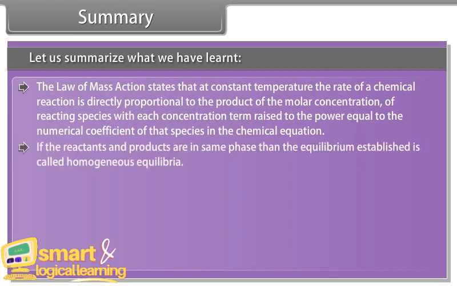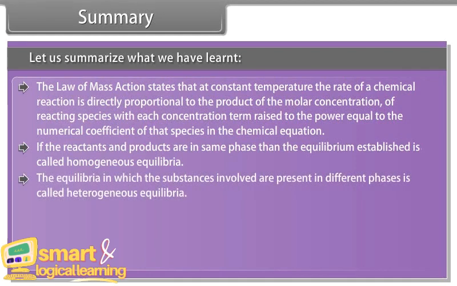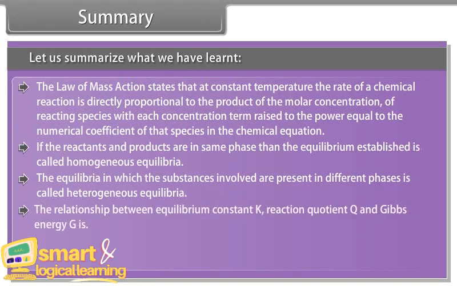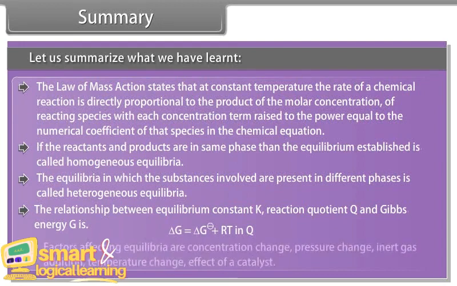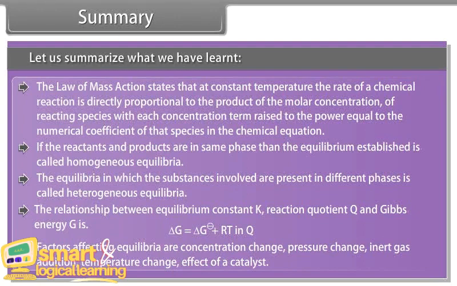If the reactants and the products are in the same phase, then the equilibrium established is called homogeneous equilibria. The equilibria in which the substances involved are present in different phases are called heterogeneous equilibria. The relationship between equilibrium constant K, reaction quotient Q, and Gibbs energy G is given. Factors affecting equilibria are concentration change, pressure change, inert gas addition, temperature change, and effect of catalyst.